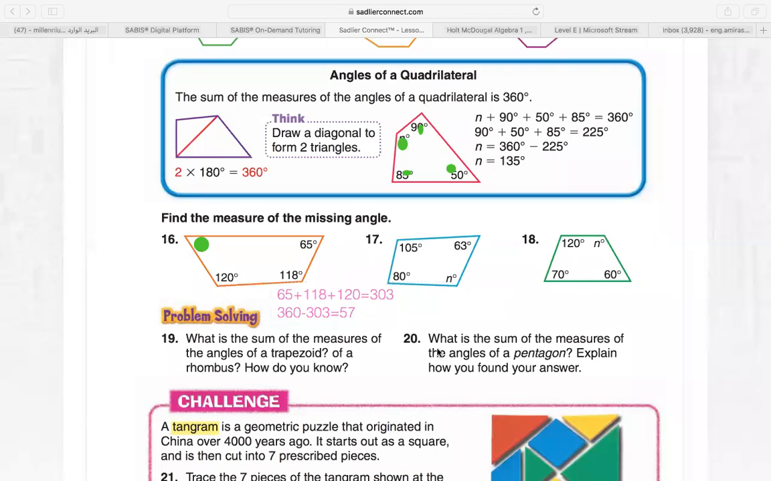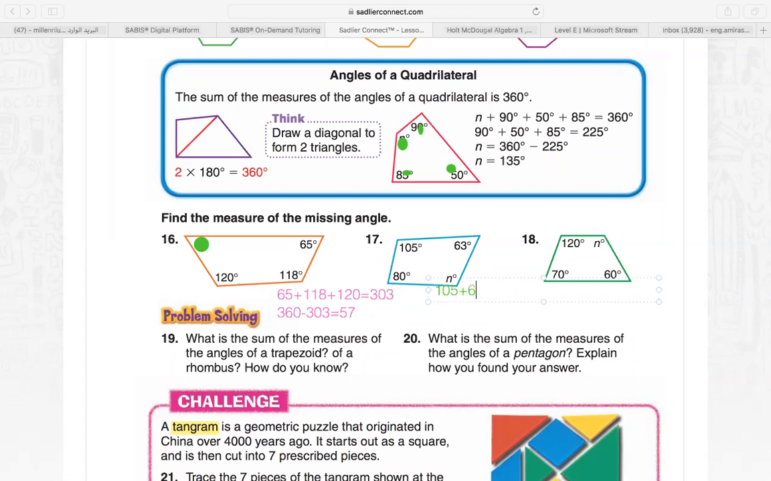Okay, girls? So now I'm going to answer this kind of question. I'm going to add the 3 angles. I'm going to add all the angles. Then subtract the sum from 360, like this one.